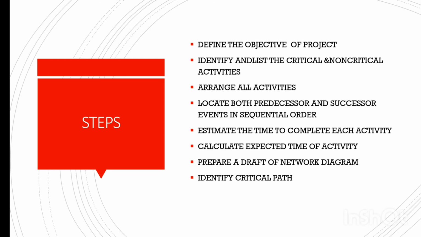Third one, arrange all activities. We have to arrange all activities in a technological sequence. Technological sequence means according to the arrangement of that. Okay, then locate both the predecessor and successor events in a sequential order. നമ്മൾ പ്രീവിയസ് സ്ലൈഡിൽ കണ്ടായിരുന്നു. predecessor eventsഉം successor eventsഉം ബിഗിനിങ്ങും എൻഡും നമ്മളത് അറേഞ്ച് ചെയ്യുക, സീക്വൻഷ്യൽ ഓർഡറിൽ അറേഞ്ച് ചെയ്യുക.